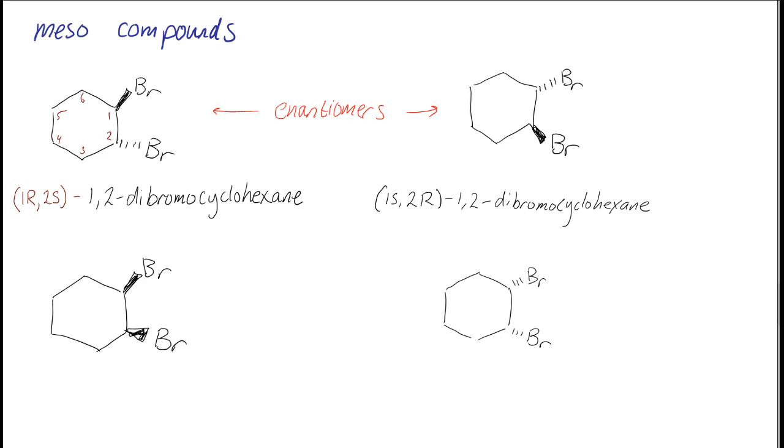Wait, this is wrong. Sorry, we messed this up. I knew something seemed weird here. That second one should be S and then R. Sorry, R and then S. We forgot to flip it, because if you look at number 2 here, 1, 2, 3, that looks like S, but the H is in the front, so we got to flip it, so it's R. So this should be 1R, 2R, this should be 1S, 2S. Sorry about that.